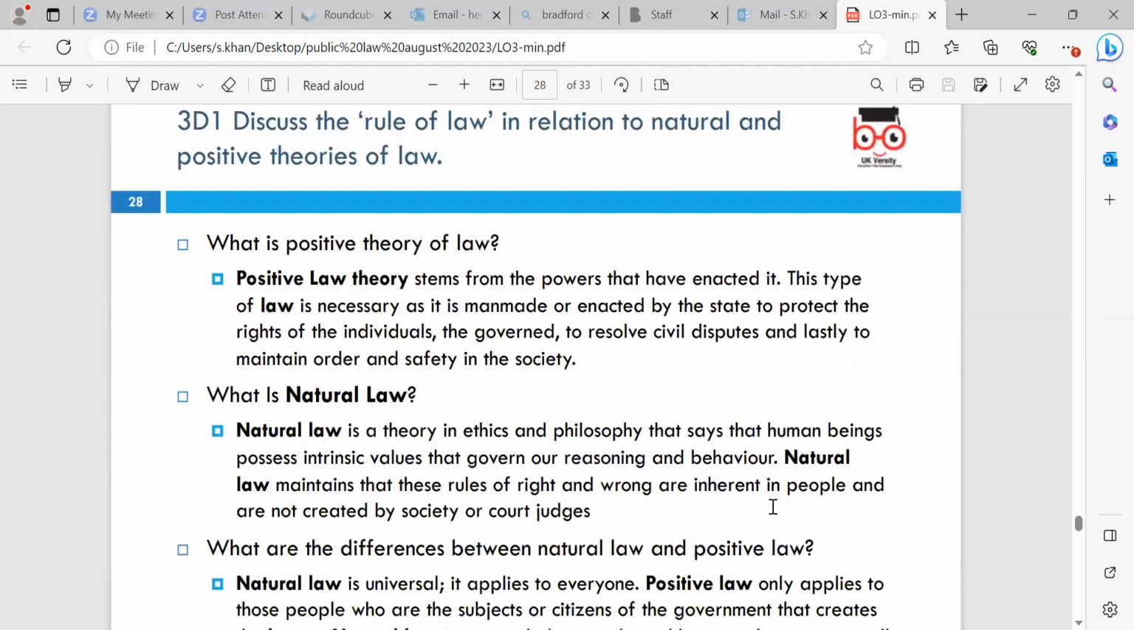3D1. So to discuss the rule of law in relation to natural and positive theories of law. So what is positive theory of law? Positive law theory stems from the powers that have enacted it. This type of law is necessary as it is man-made, or enacted by the state, to protect the rights of the individuals, the governed, to resolve civil disputes, and lastly to maintain order and safety in society.